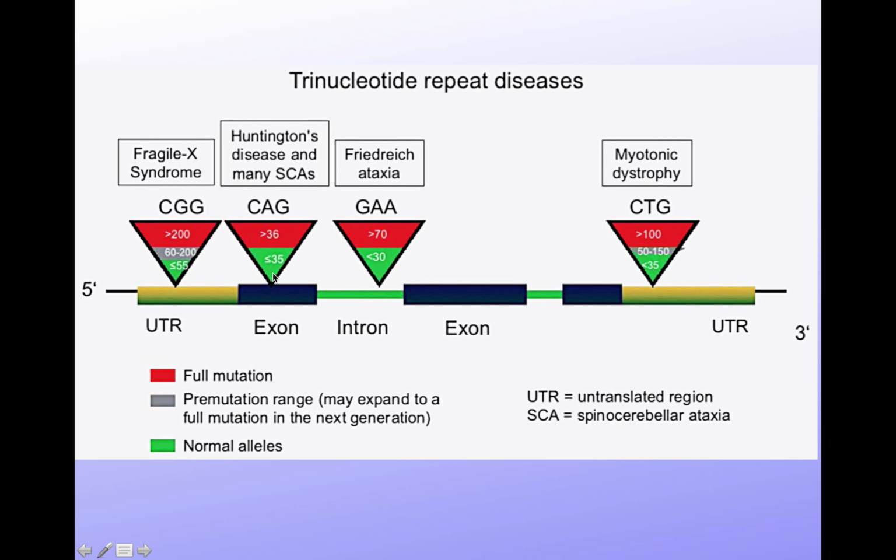Some of these are in an untranslated region, like here for myotonic dystrophy and Fragile X. This one happens to be in an intron. Huntington's is in a coding region. You can understand a little bit better the mechanism of neurodegeneration from coding region expansions, because they produce proteins that are aberrant and sticky and form these inclusions. But it's not as easy to understand how triplet repeat expansions in introns and in untranslated regions cause the symptoms that they do.